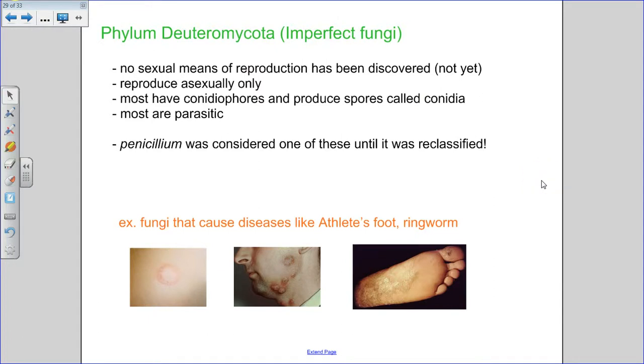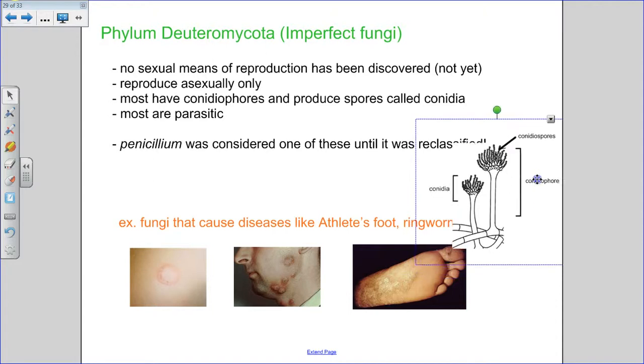The last of the phyla for fungi is phylum Deuteromycota, and their common name is imperfect fungi. Basically, they're all grouped here because they have no means of sexual reproduction, or it has not been identified yet. So the only way that they're known to reproduce is asexually, and to do that they use the conidiophores.